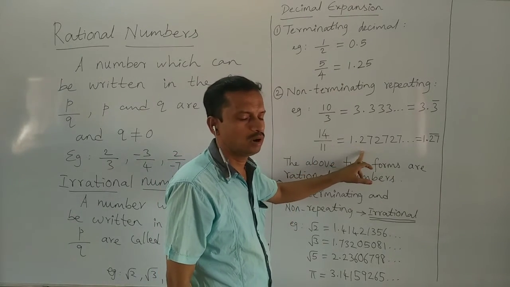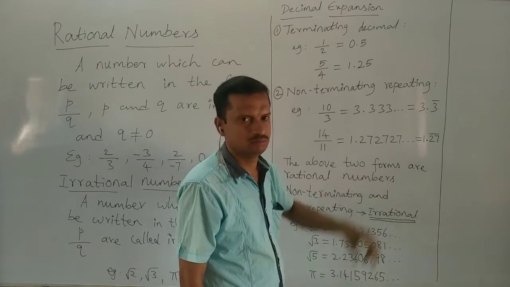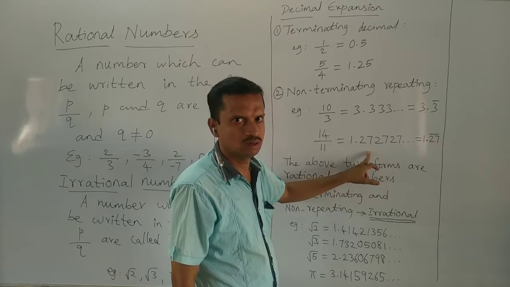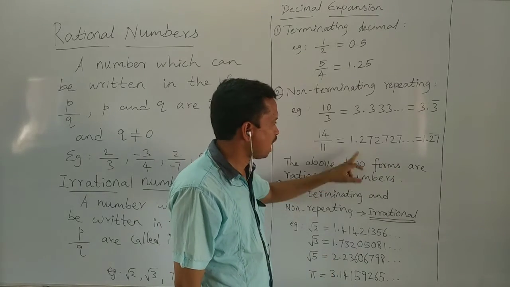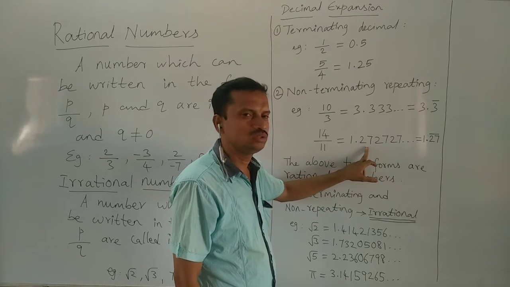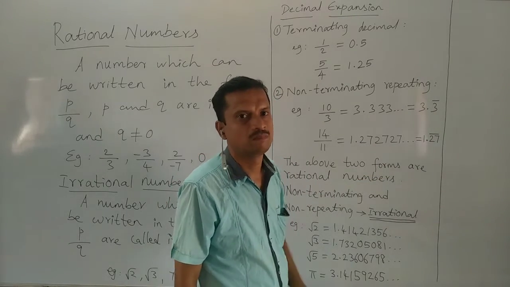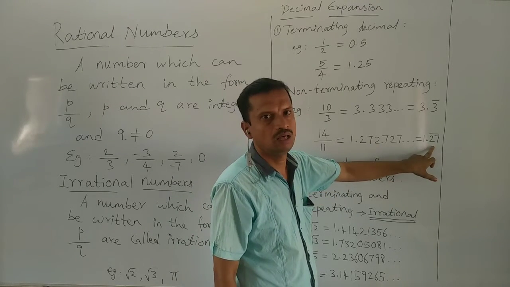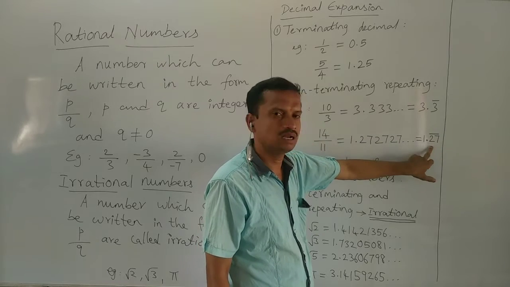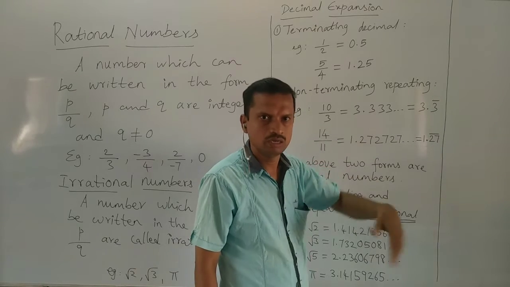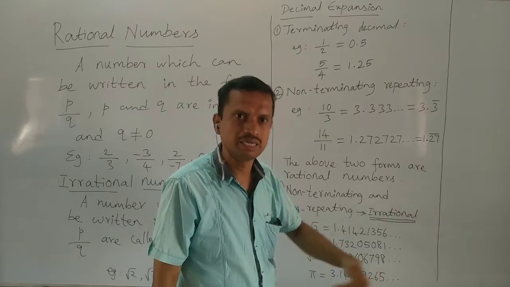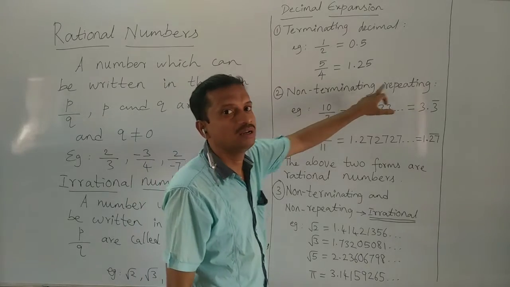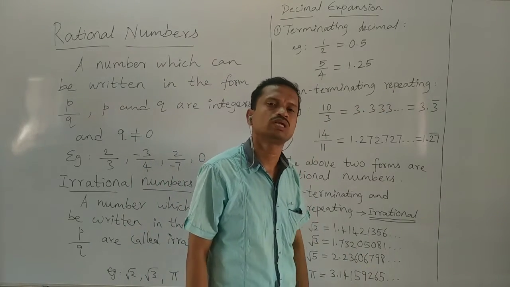And another example, 14 by 11. The answer is 1.272727. When you divide 14 by 11, you get 1.272727. That means what? After the point, two digits are repeating. So, etc. In short, you can write this as 1.27 bar. That bar represents that under the bar, two digits are there, so it means two digits are repeating. So, 1.272727. That means non-terminating but repeating. Another word for repeating you can use is recurring.